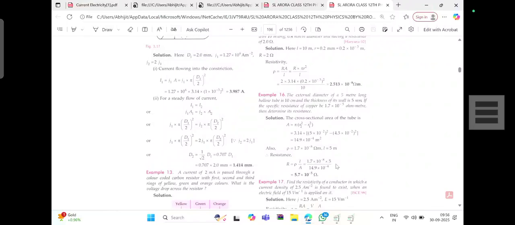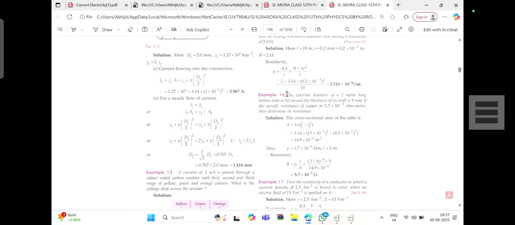Now, in the previous session, we have already discussed this expression R = ρL/A. Now, some numerical problems we will do in this session. At first, example 16 you can see here.